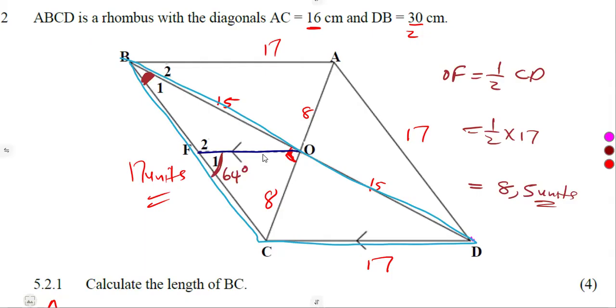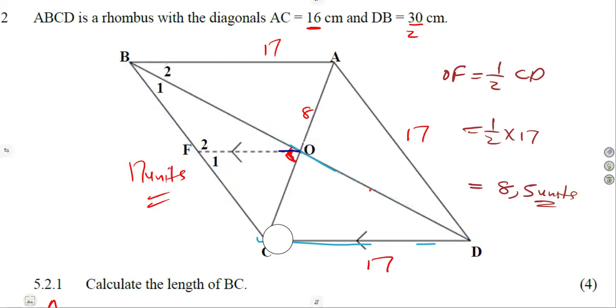Remember, these two lines are parallel. So let us try to work with the properties of parallel lines. The angle, okay, that one is not going to help. All right, let me do it this way. I have a lot of things. If I do it this way, I can properly see. All right, this one is 64, remember?